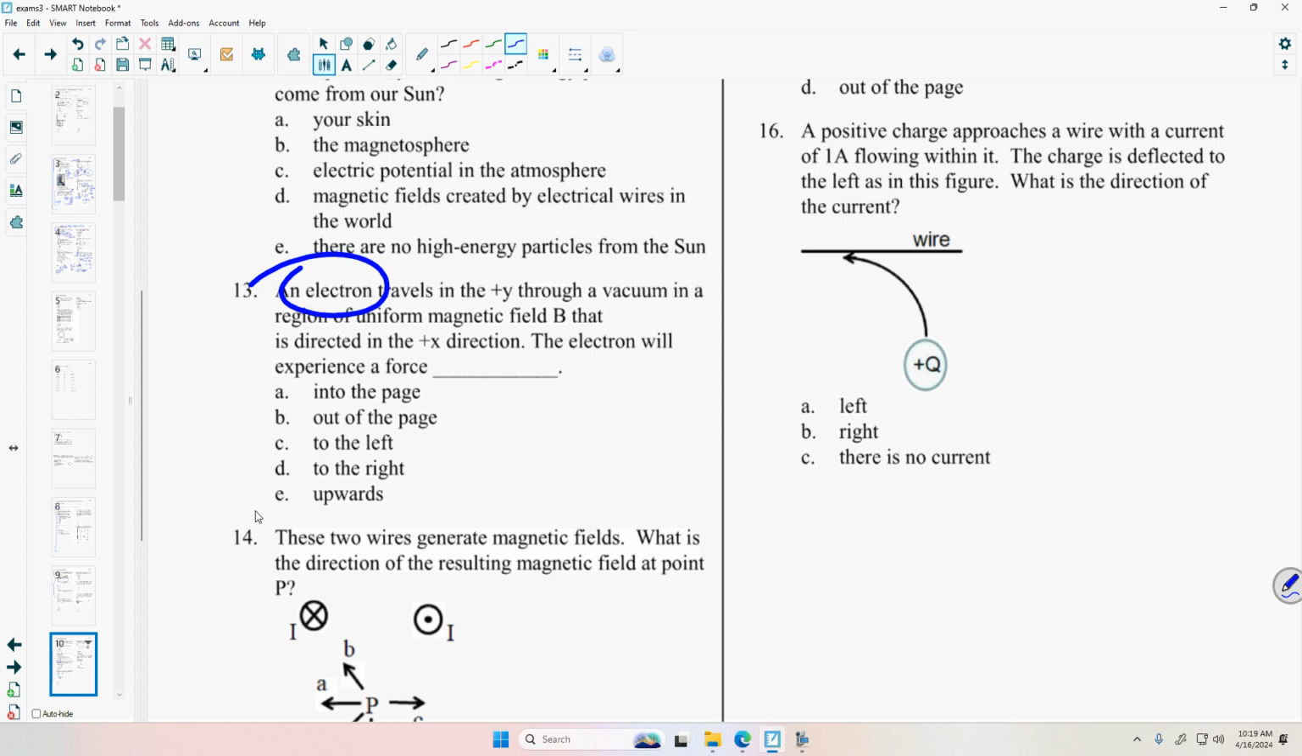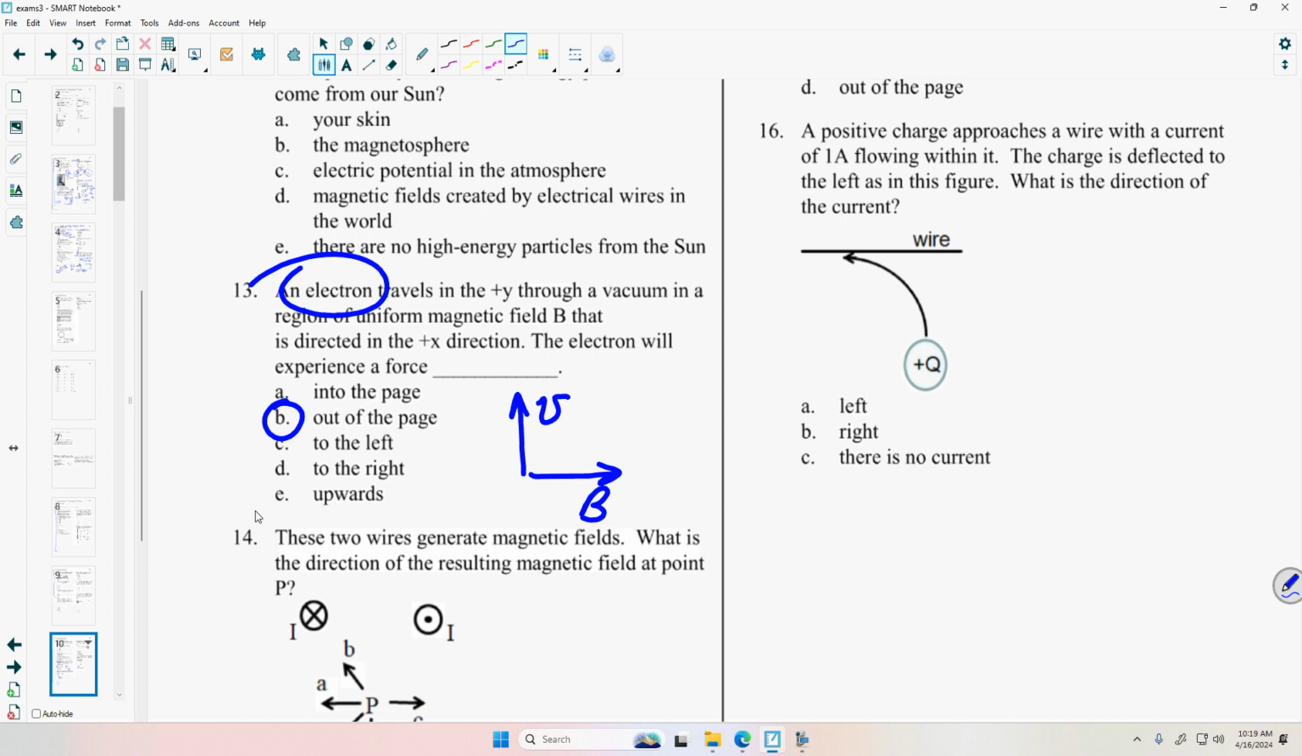It travels in the y direction, so that's my velocity vector, in a region of a uniform magnetic field that's directed in the plus x direction. So that is B. And then I do the right-hand rule. I let my index finger go in the direction of V, my middle finger goes in the direction of B, and then my thumb gives the direction of the force, which would be into the page, except that it's an electron, so it's going to be out of the page. But I'm pretty sure you have one like that.